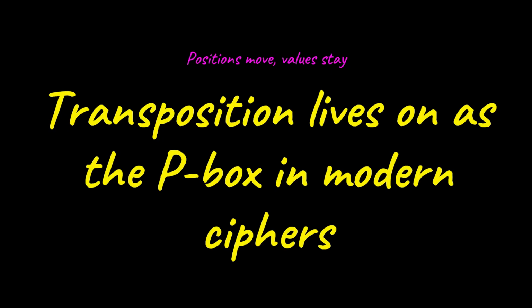Transposition contributes diffusion, spreading the message so local patterns are smeared out. The Scytale's descendant is the permutation box inside modern block ciphers, shuffling bit positions exactly as the rod shuffled letters. But because letters are only moved, not changed, the original letter frequencies survive, letting analysts detect and unravel transposition through anagramming.